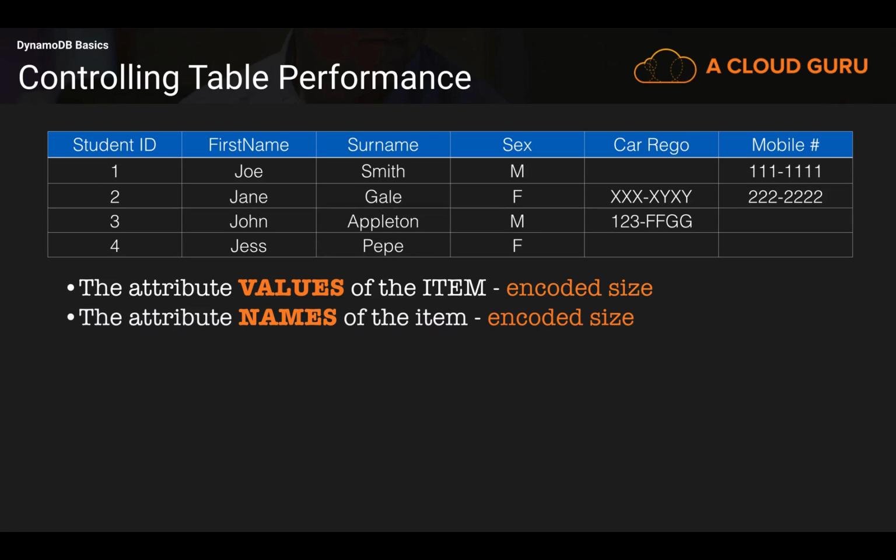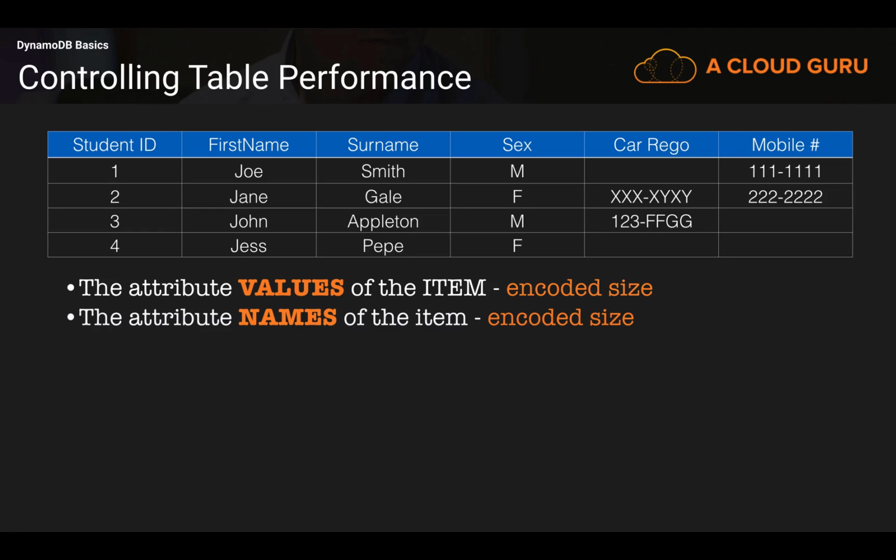Additionally, the attribute names for each item, i.e. first name, surname, sex, car rego, and mobile number. These are stored along with the item on a per item basis, a side effect of the fact that DynamoDB is flexible from a schema perspective, and that also means that key value pairs which represent attribute name and value are stored in each applicable item. If you ever need to aggressively manage performance, picking short, efficient attribute names can make a big difference.